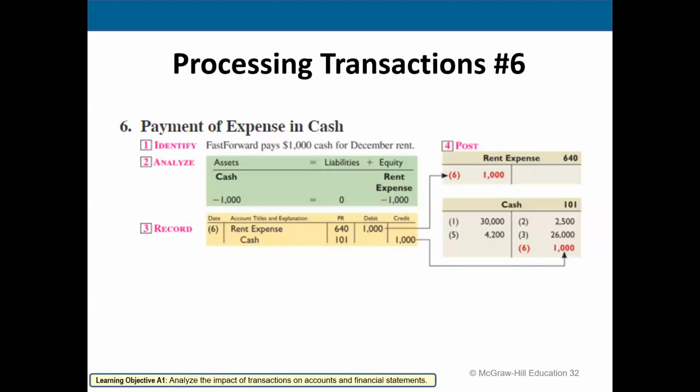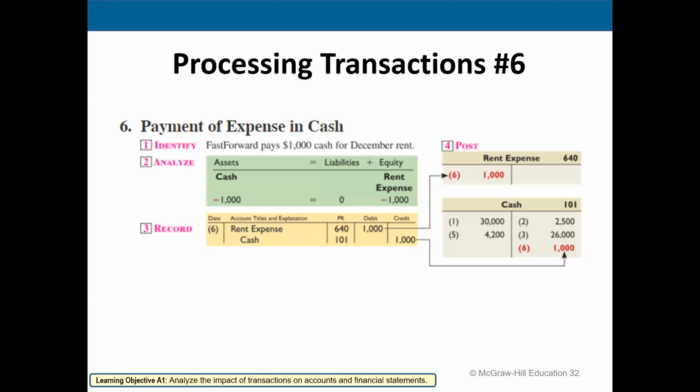A payment of an expense in cash. We're going to have cash going down because we're paying it out, and an expense going up. Now remember, expense is one of those special equity accounts that reduces our equity. And so its rules are going to be, I guess, the reverse or the opposite of other equity accounts. And so, when rent increases, we are going to debit that account. So we're going to debit rent expense.